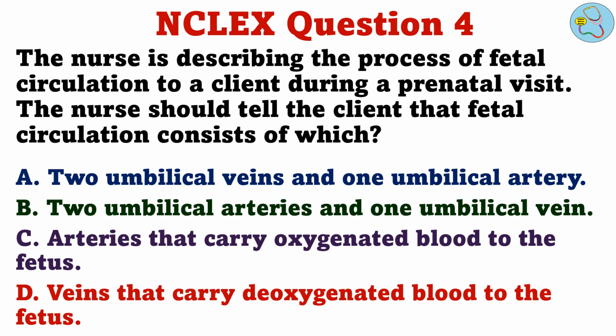Question 4. The nurse is describing the process of fetal circulation to a client during a prenatal visit. The nurse should tell the client that fetal circulation consists of which? A. 2 umbilical veins and 1 umbilical artery. B. 2 umbilical arteries and 1 umbilical vein. C. Arteries that carry oxygenated blood to the fetus. D. Veins that carry deoxygenated blood to the fetus.